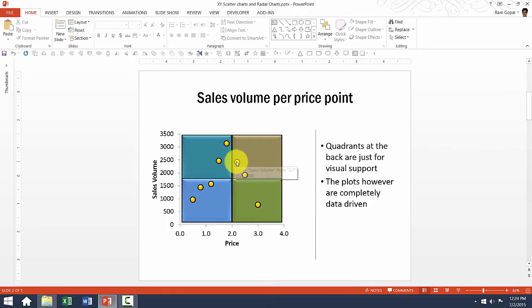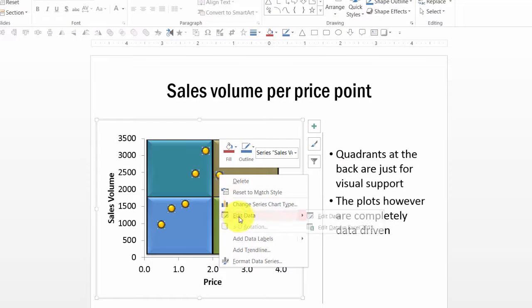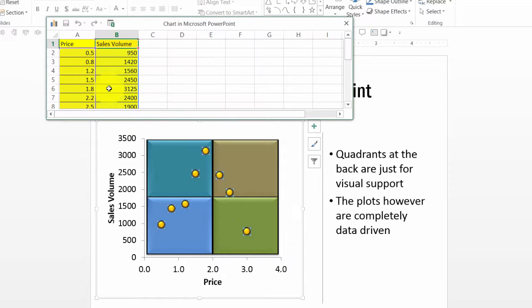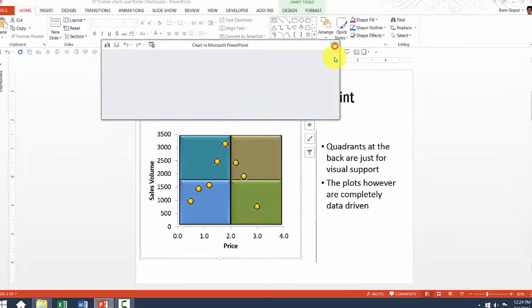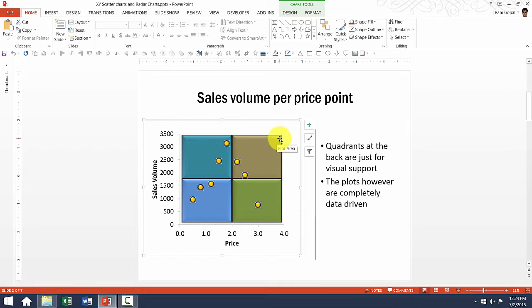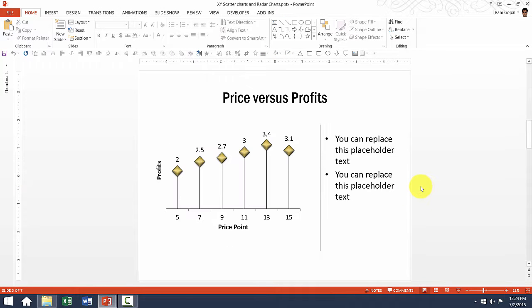And just as I told you earlier, all we need to do to edit the numbers is to go to edit data and change the values for X and Y. In this case, X is represented by the price points and Y is the sales volume against each of the price points. Now, all we did here to make this chart more meaningful is to add context by way of this 2x2 matrix. Let us go forward.